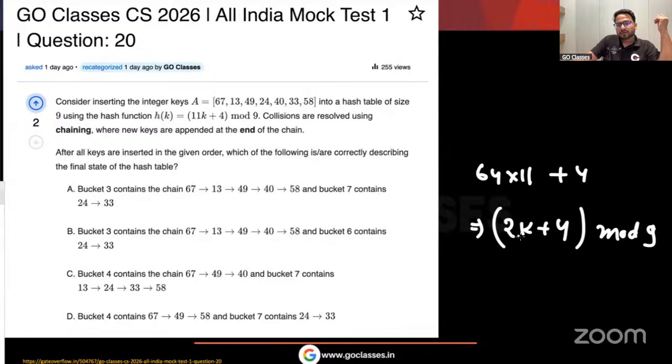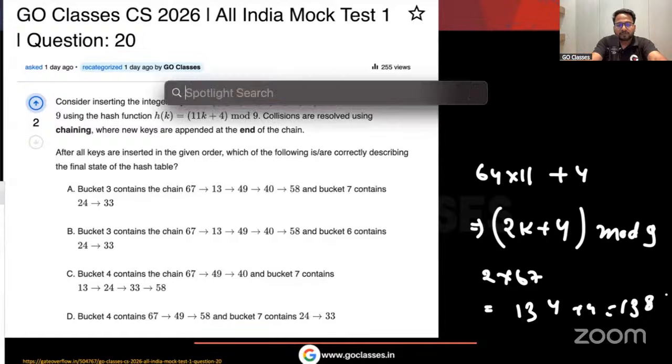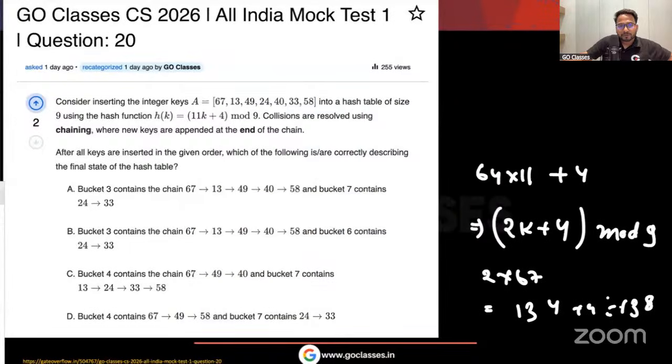So let's just do it. This will be 2 into 67, which is 134, plus 4 is 138, right? 138 divided by 9, so let's just do it. 138 divided by 9 is 15 point something. Just a second.